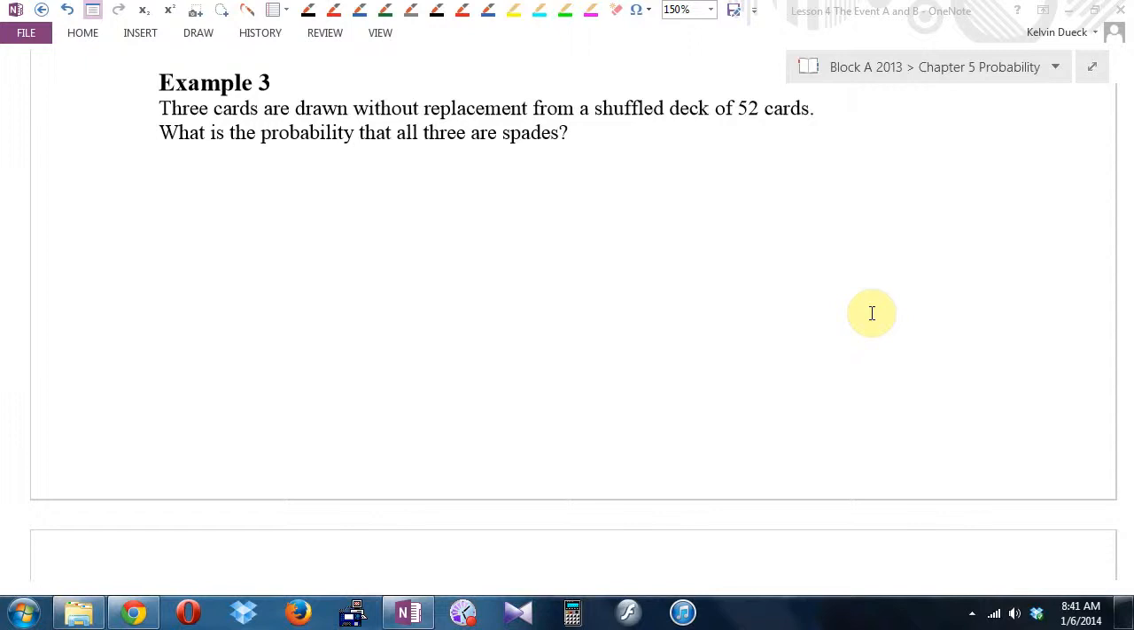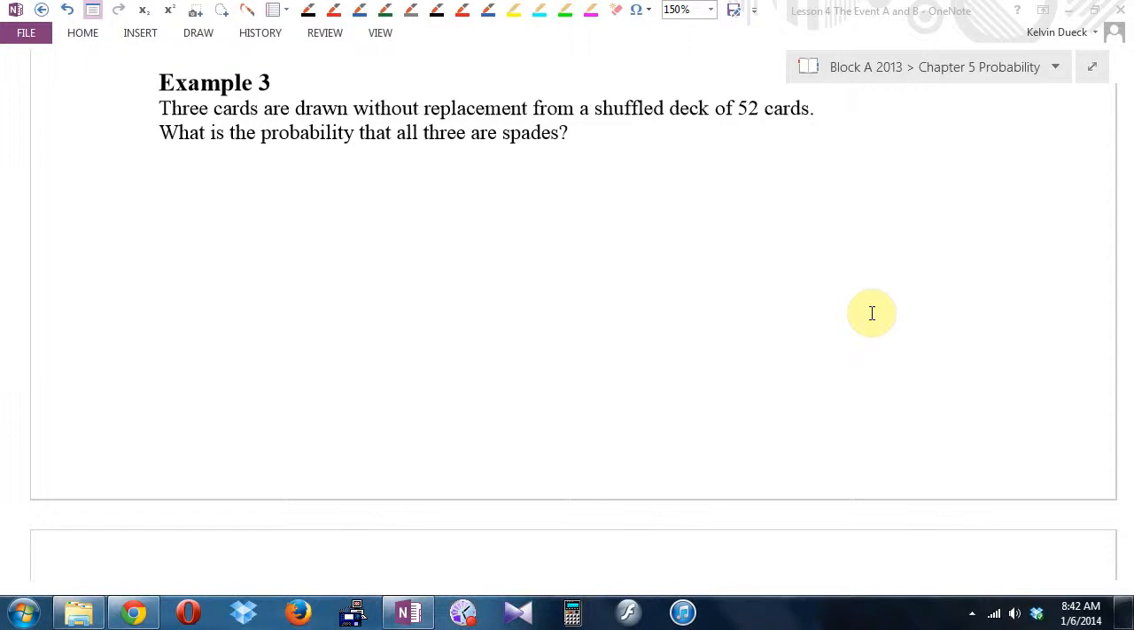3 cards are drawn without replacement from a shuffled deck of 52 cards. What is the probability that all 3 are spades? You know what? Since all 3 events are the same, spades, spades, spades, I am going to use a tree, but I'm not going to draw out the whole tree. I'm only going to draw out the branch that I'm interested in. I'll show you what I mean.